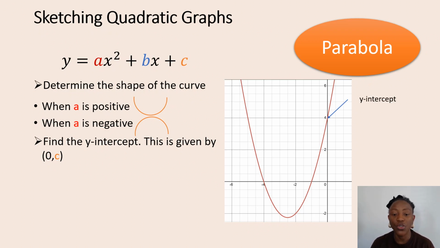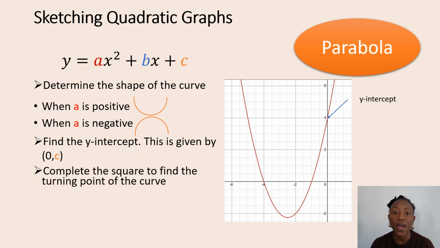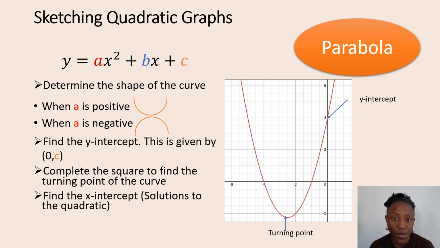Up next, you need to find something else. What is that? You need to find the turning point of the curve. How do you find the turning points? It's easy. You just complete the square on the quadratic. Now, some people might struggle with completing the square. We're going to take a couple of examples after this slide, then you can see how to complete the square appropriately.